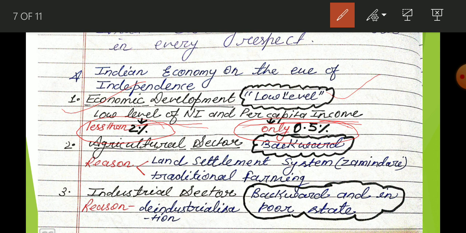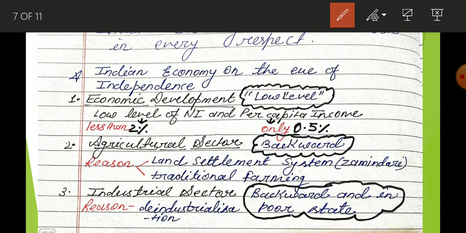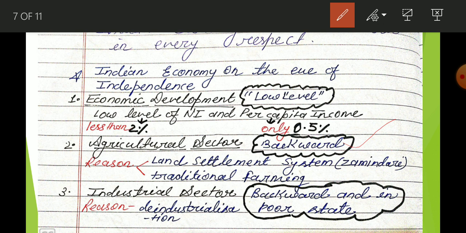In the second heading we are going to learn about the condition of the agriculture sector. For the agriculture sector we can use the keyword backward. So what was the condition of the agriculture sector? The agriculture sector was too much backward at that time. At the eve of independence, our agriculture sector was too much backward.